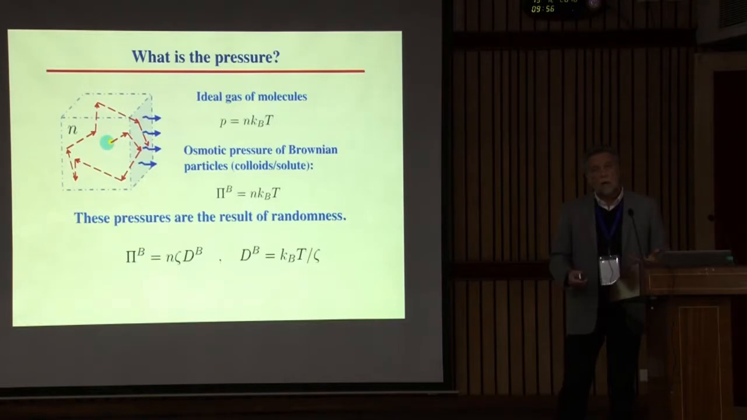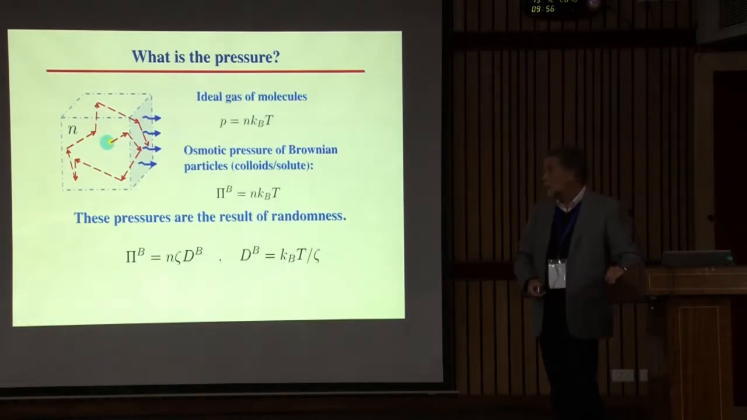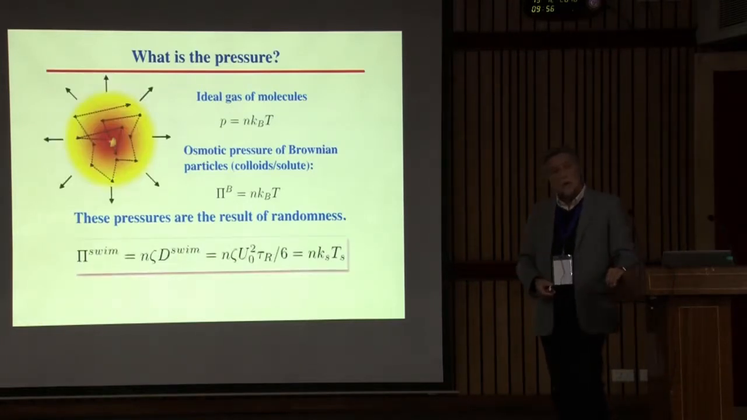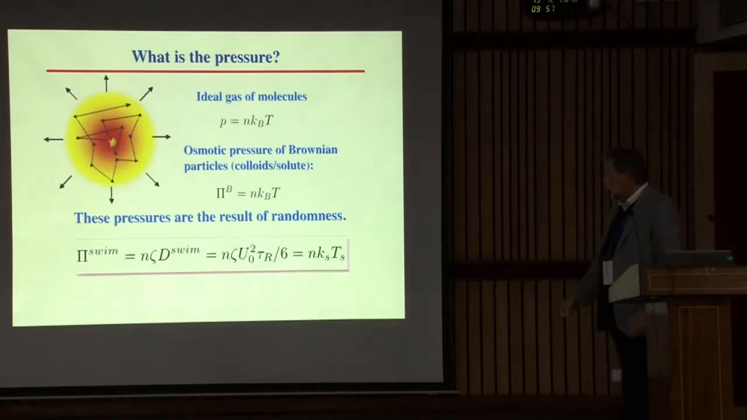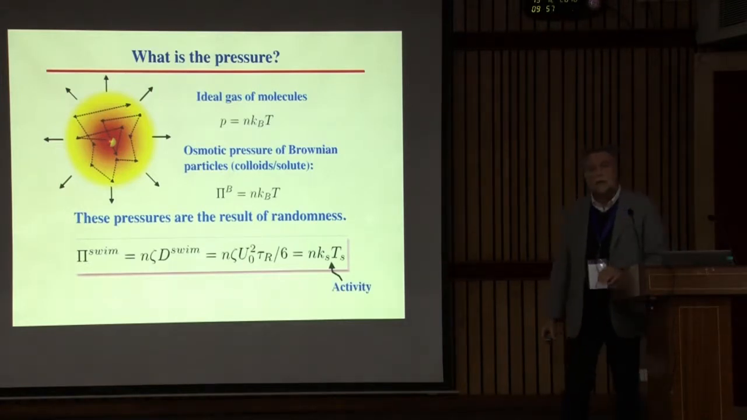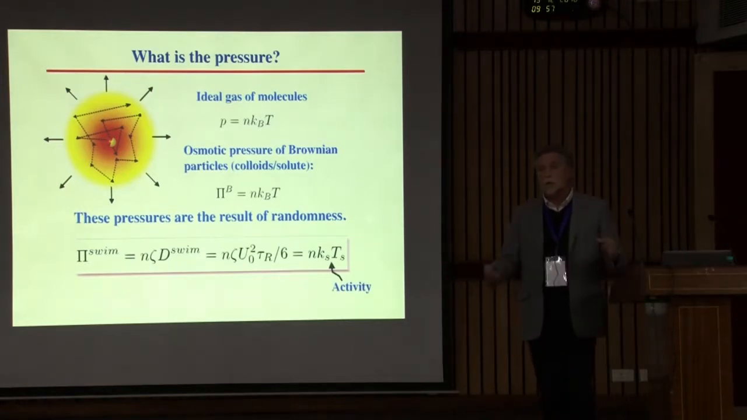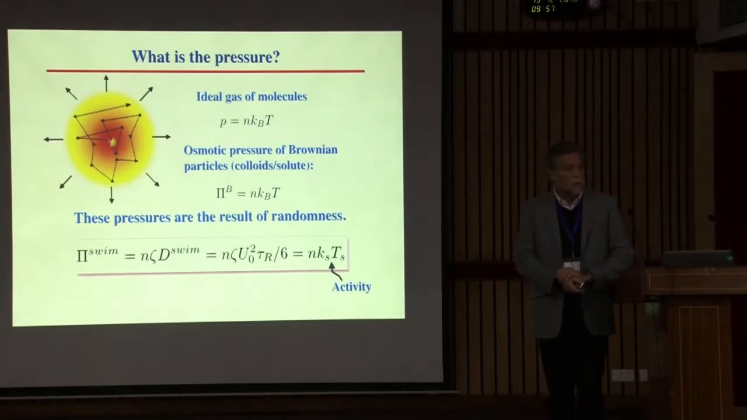Well, I told you before that our active particles also have a swim diffusivity, so they generate a swim pressure associated with that, which is nothing more than the number density, the drag, and the swim diffusivity. I've now written that down in terms of what it is for a swimmer: u naught squared tau r divided by 6 in 3 dimensions. And analogous to kBT, I can define the kSTs, which is my definition of the activity of the particles. So they generate this pressure just from their random walk motion.